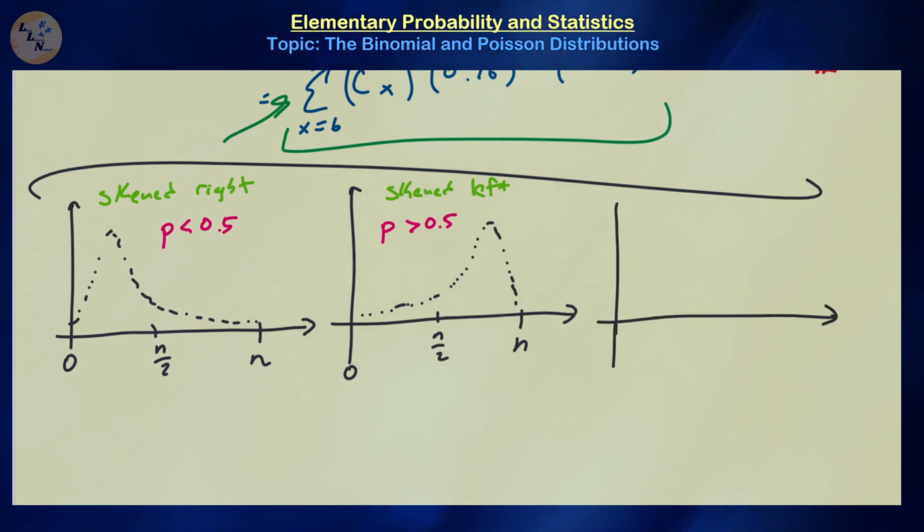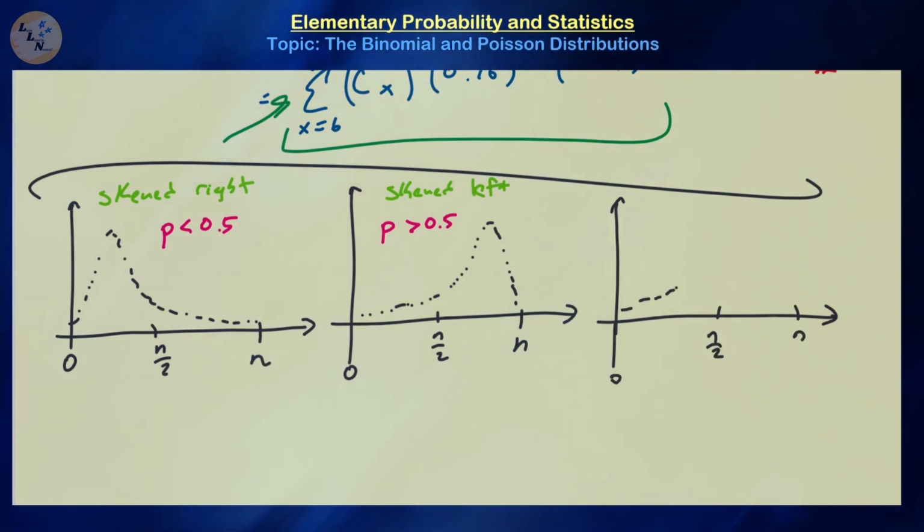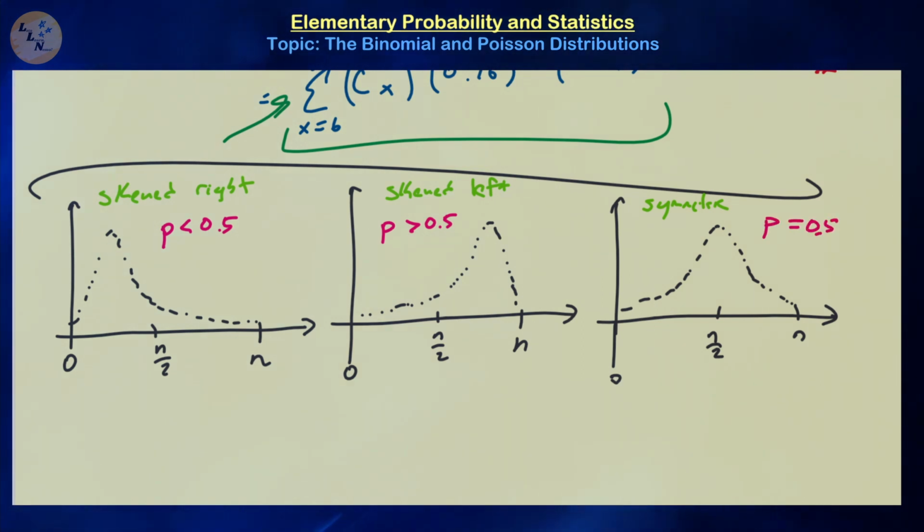And finally, you might be able to guess this last one. Again, n over 2 is there, n is there, and 0 is there. If you have a distribution like this, then this is always going to be a symmetric distribution, which is always going to be associated with a probability that is equal or approximately equal to 0.5. So these three types of graphs can give you an insight into where the most likely values are going to be with respect to n over 2 and 0.